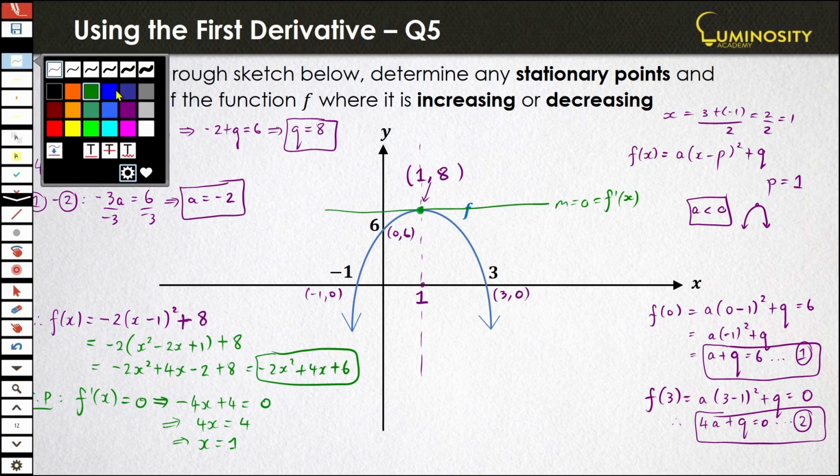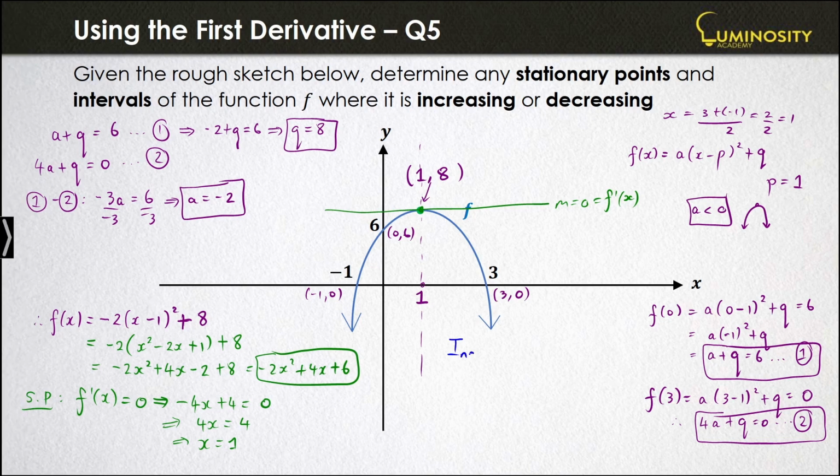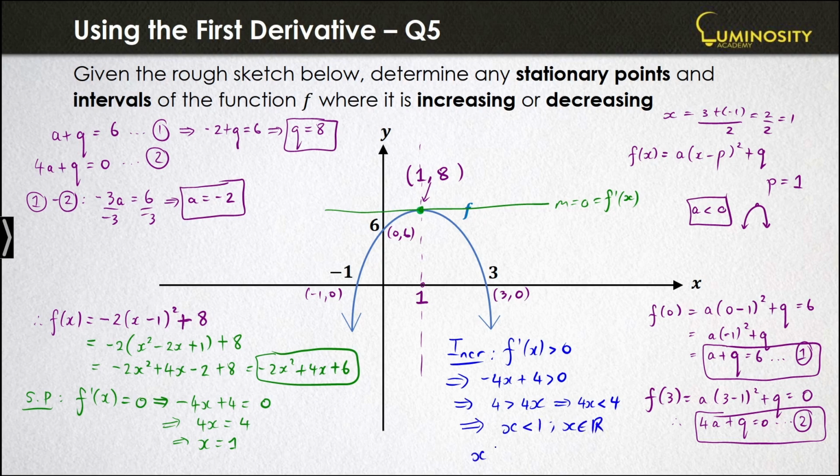What about intervals of increasing and decreasing? For increasing, we say that is when your f prime of x is greater than 0. So again, that's a linear inequality. Negative 4x plus 4 is greater than 0. I can take 4x across, so I'll have 4 greater than 4x. But to see what that looks like the other way around, like holding a mirror, that's the same thing as saying 4x is less than 4. If I divide both sides by positive 4, I'm not changing the inequality sign. That's x less than 1, where x is a real number. So in interval notation, that is x from negative infinity to 1. That's where your graph increases.